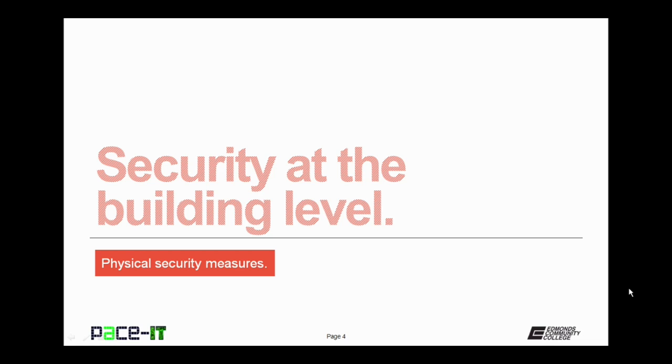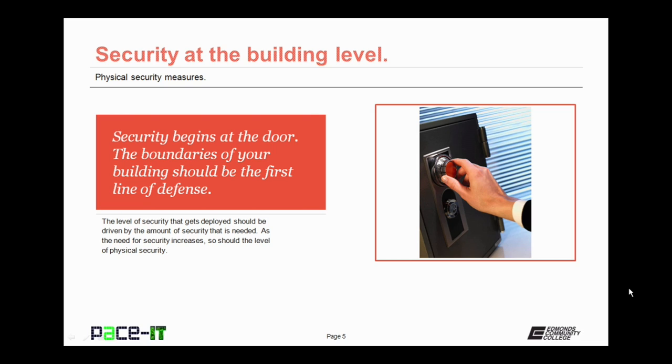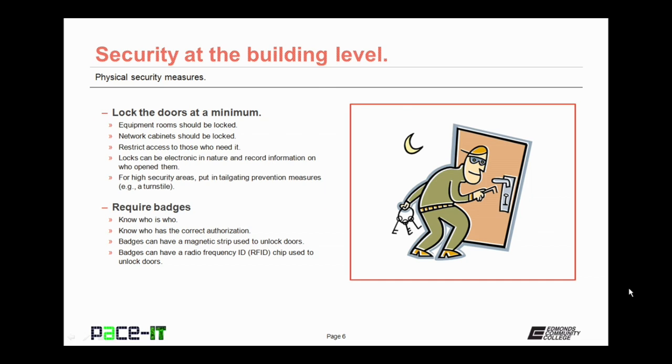And the first thing that I'll say is security begins at the front door. Actually, it begins at every door. Locking doors is the first level of security. The level of security that does get deployed should increase as the need increases. So let's talk about which doors need to be locked.